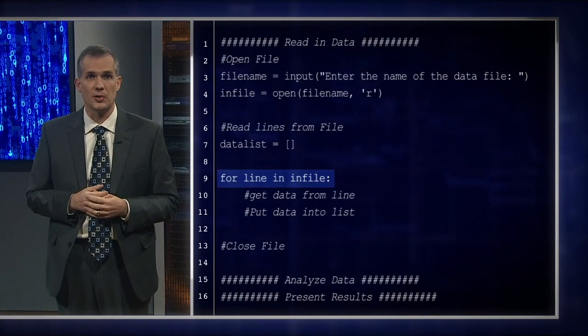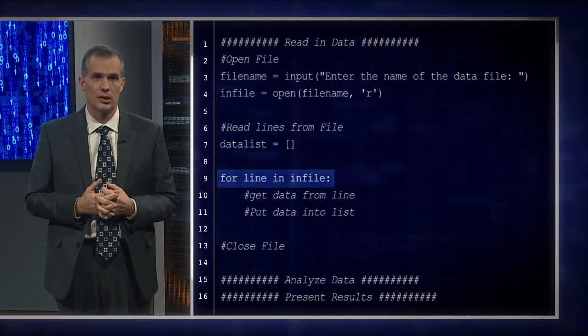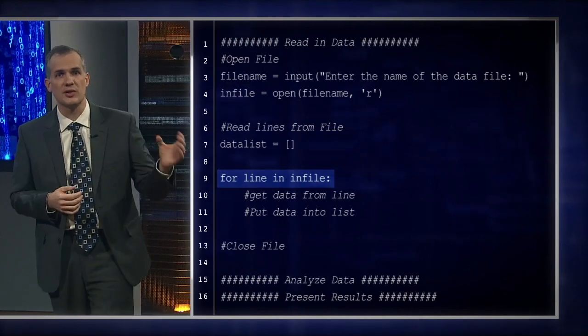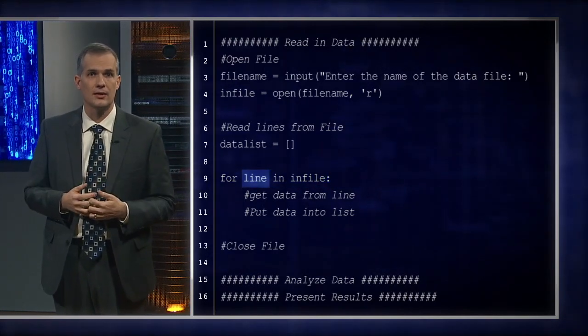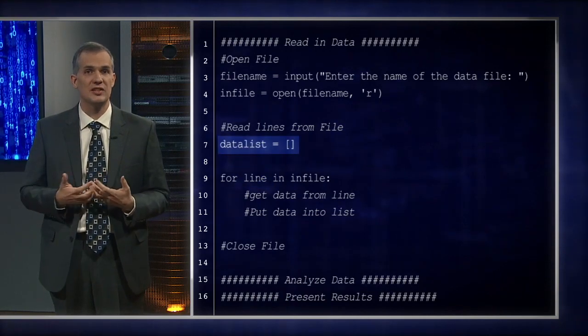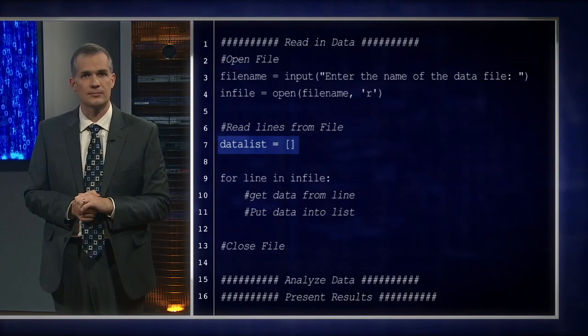Okay, we'll develop this code in stages. First, we need our loop. We'll loop through the lines of the file with a simple for loop. The for loop that we see here is going to read each line from a file, and it'll be stored in the variable line. Notice that I've also set up an empty list, datalist, that we can use to hold the data that we collect.